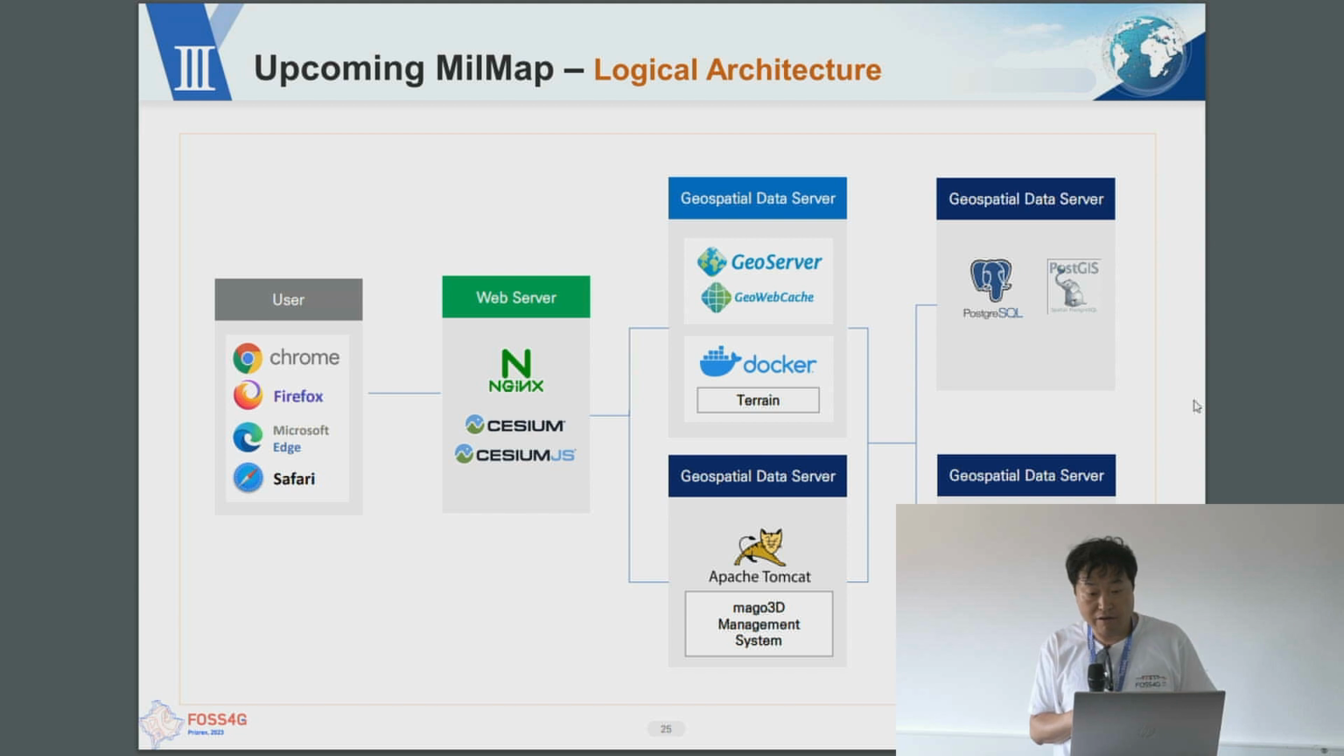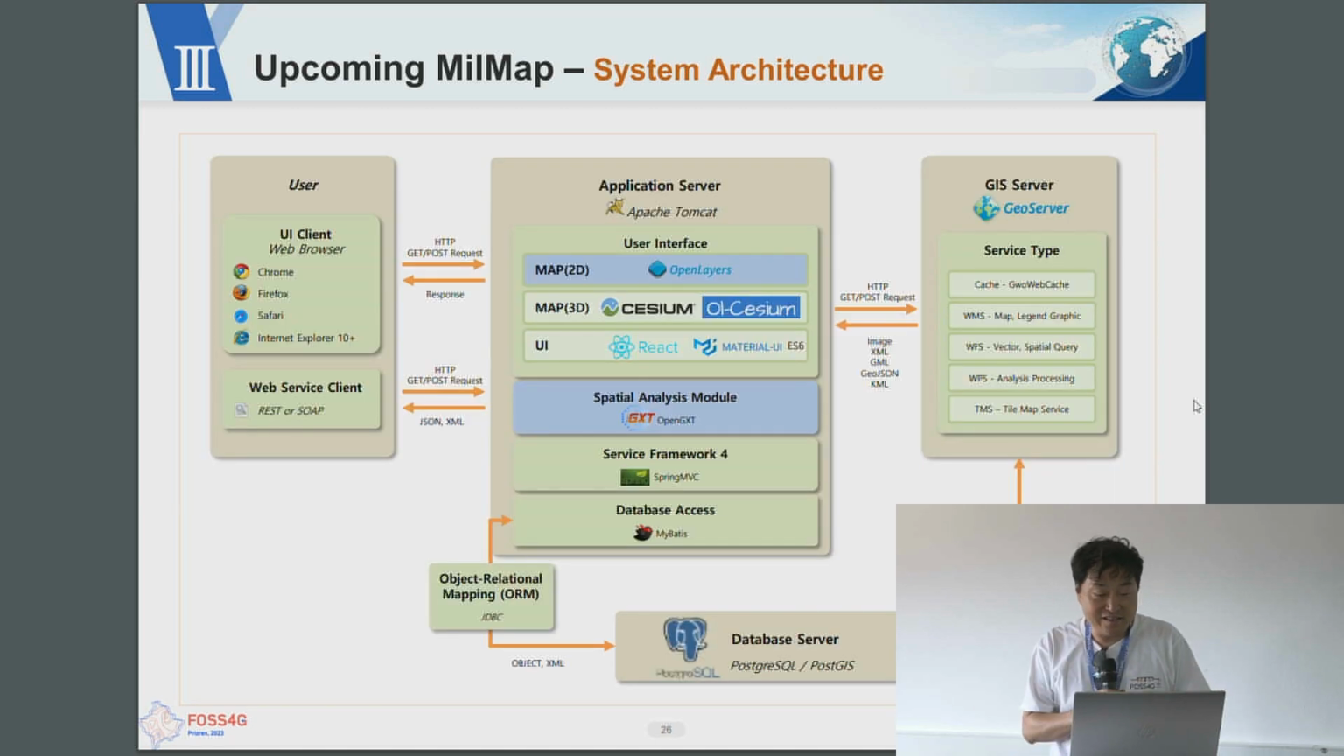This is a logical architecture. Actually, I'm not a software engineer, so I do not fully understand what these mean. This system architecture basically shows how we use open source GIS. You may see almost all the components are based on open source GIS. We heavily use PostGIS, PostgreSQL, MyBatis, Spring, OpenGXD, Cesium, OpenLayers, GeoServer, and all the things.